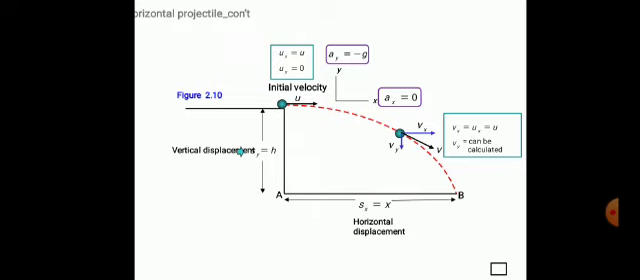The third quantity we can see from the picture is the vertical displacement, which is written as sy, or also as h. H is height. And the fourth one is the horizontal displacement, written as x, or we can say as range. This is the horizontal range.